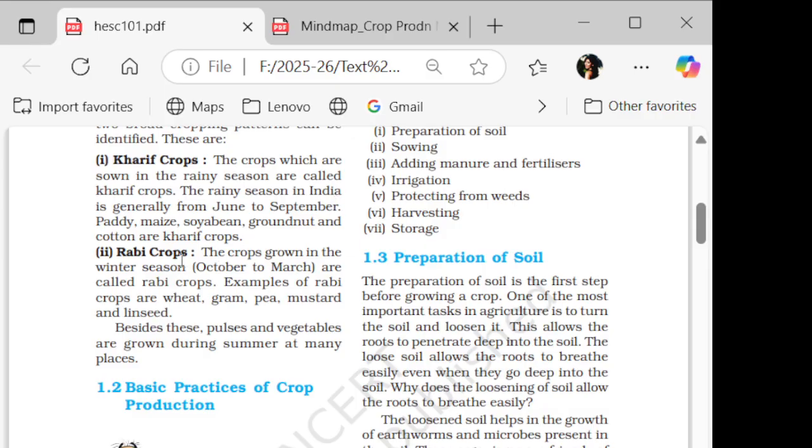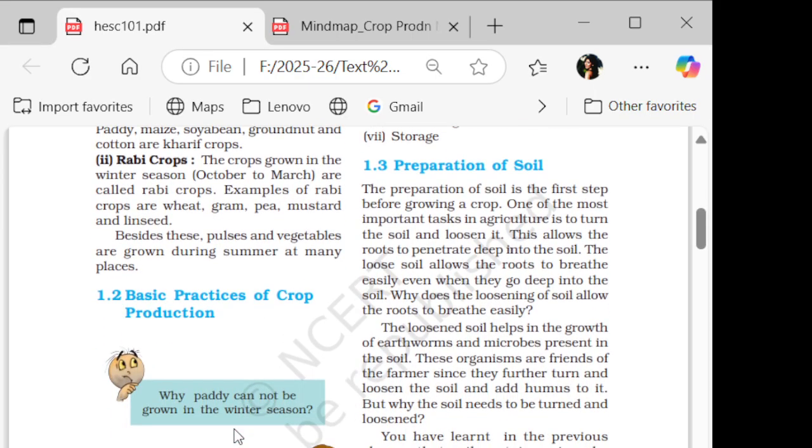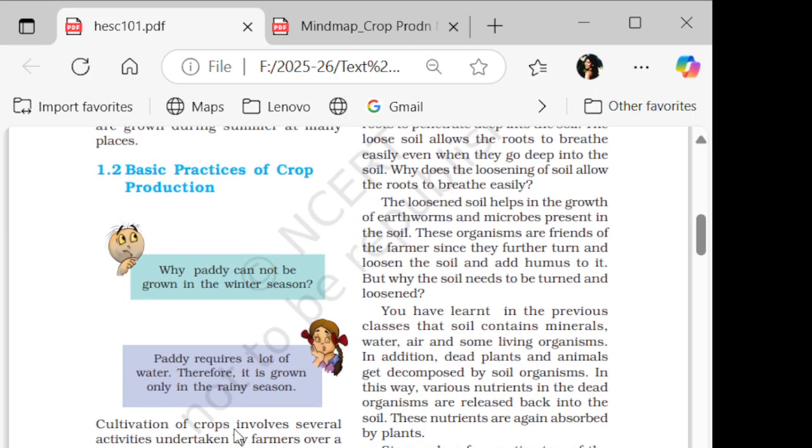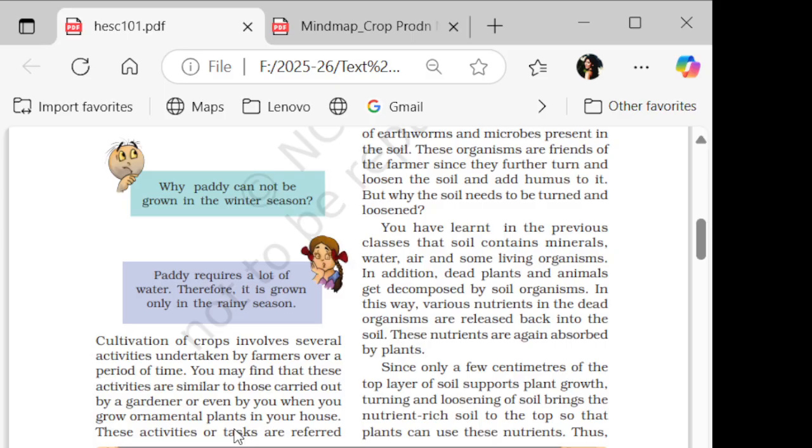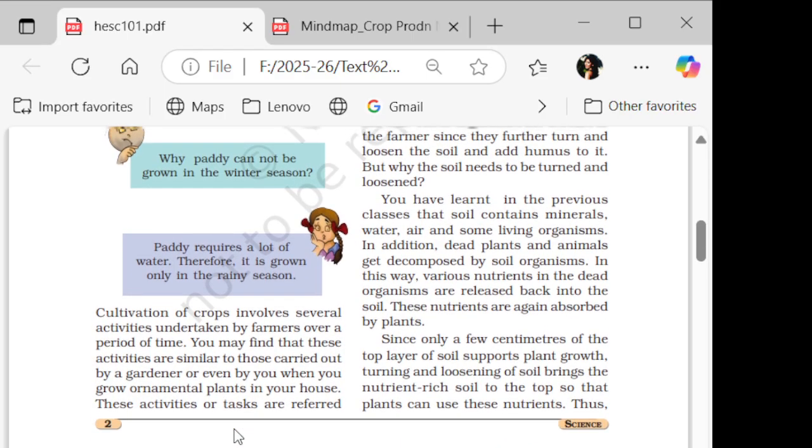Second is rabi crop. Rabi crops we grow in winter season. Winter season is from October to March. And wheat, gram, pea, mustard and linseed, these are the rabi crops. Now let's see basic practices for crop production. One example of paddy is given to you here.